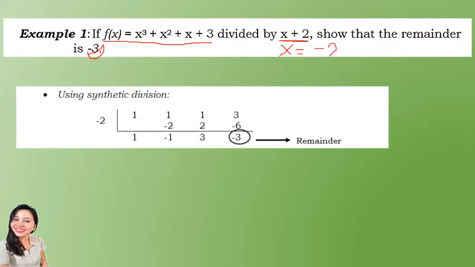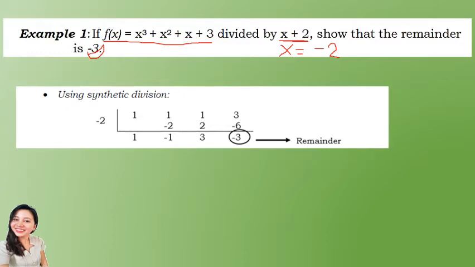So, x plus 2 will become x equals negative 2. Write the coefficients 1, 1, 1, 3. Then follow the process of synthetic division.